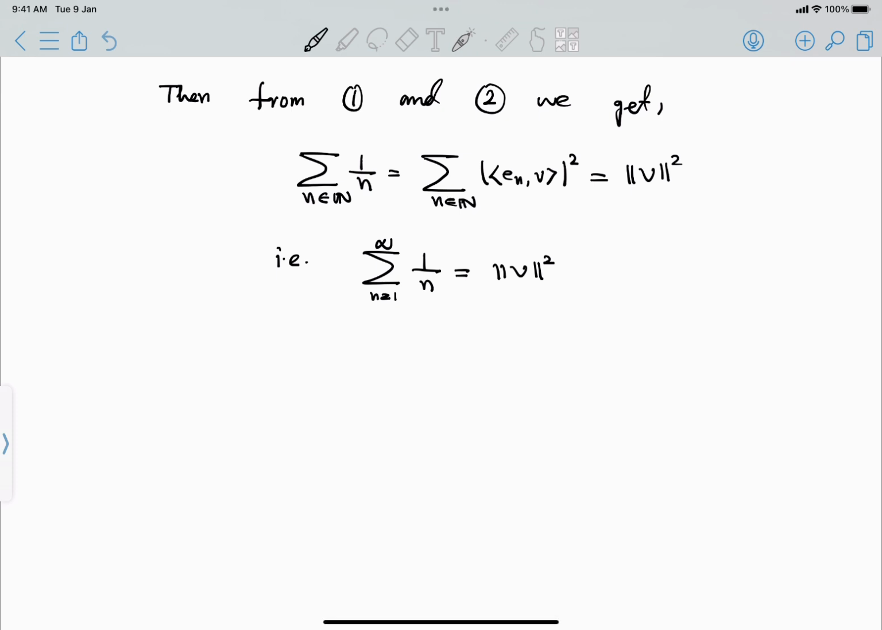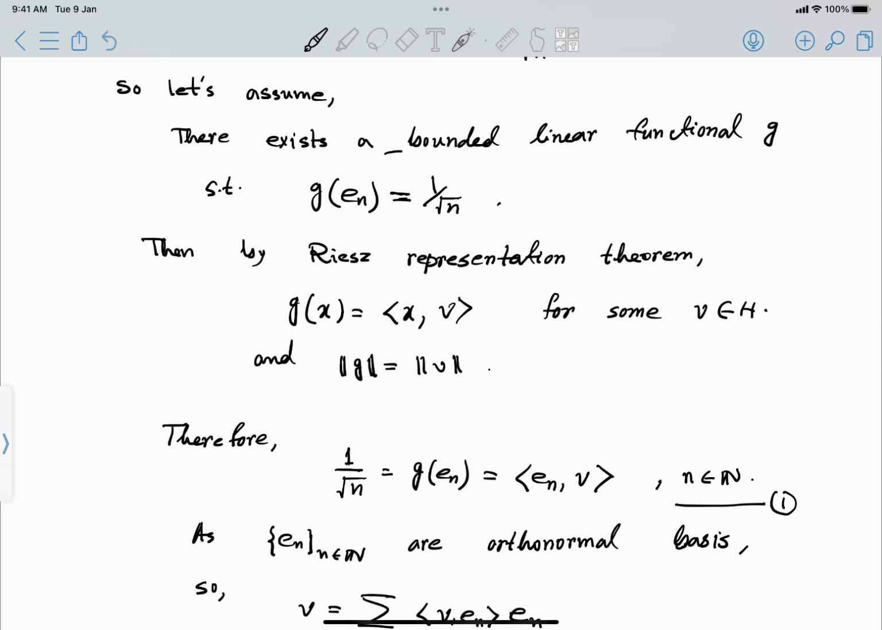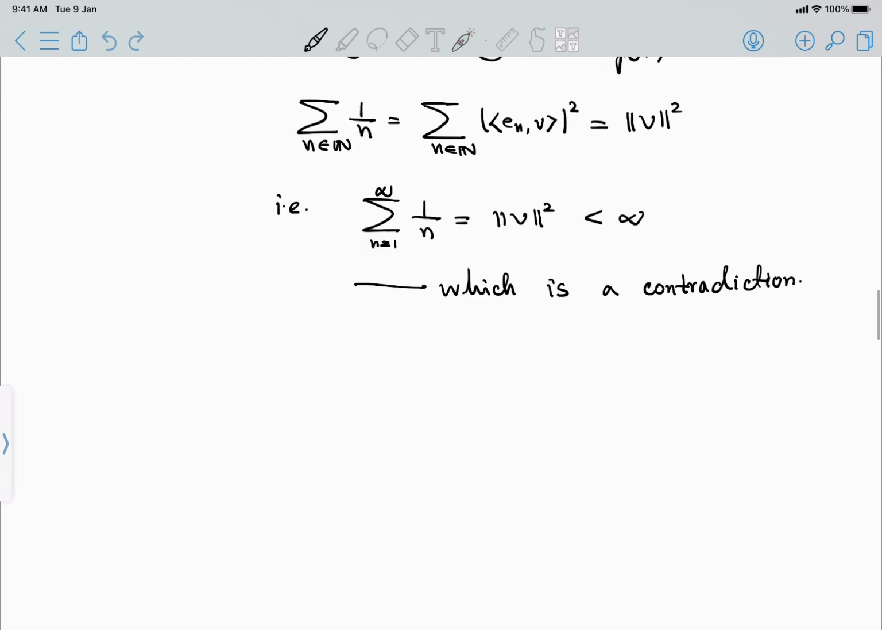So which implies the norm of V is finite, which is a contradiction, because this series diverges. So why did we arrive at a contradiction? Because we have assumed that there exists such a bounded linear functional which is given by this. So it means there does not exist any bounded linear functional which is given by this.